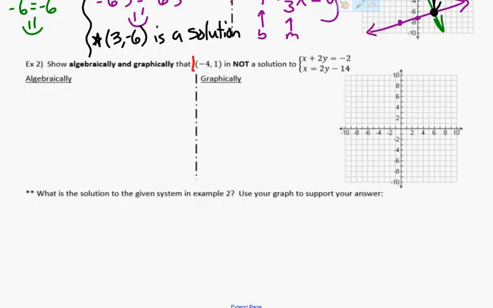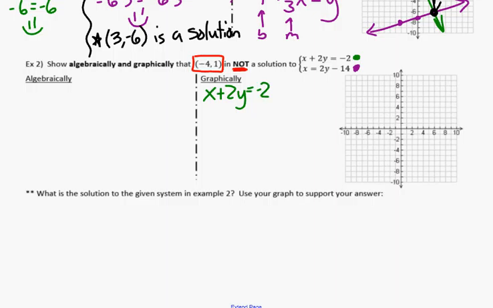If I look at example 2, this one's a little bit different because now the problem is giving me an ordered pair again, but it's saying this ordered pair is not a solution. So I need to prove that both algebraically and graphically. So I'm going to use similar colors. And again, I'm going to start out graphically. If it's not a solution graphically, they should not intersect at that point.